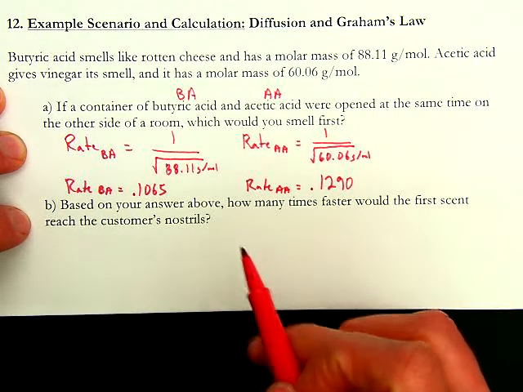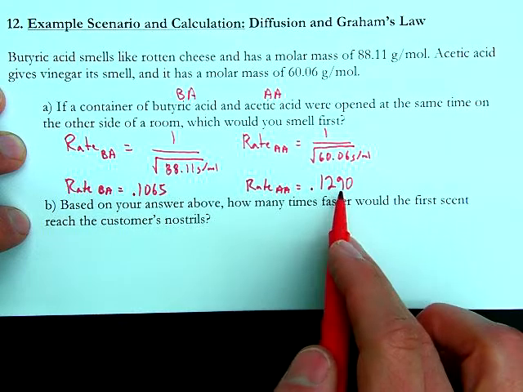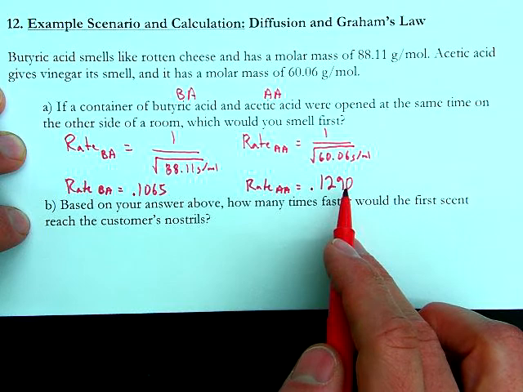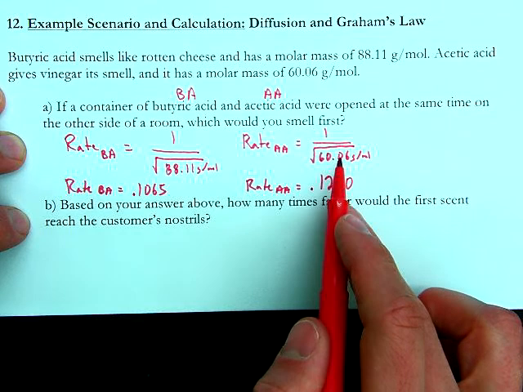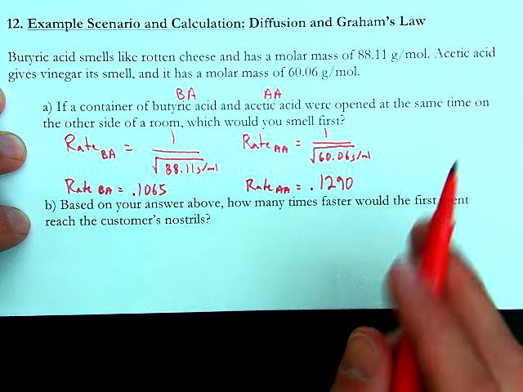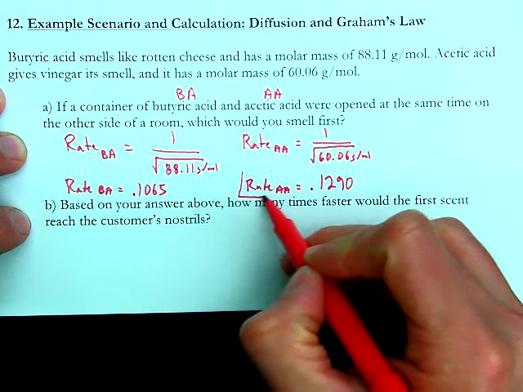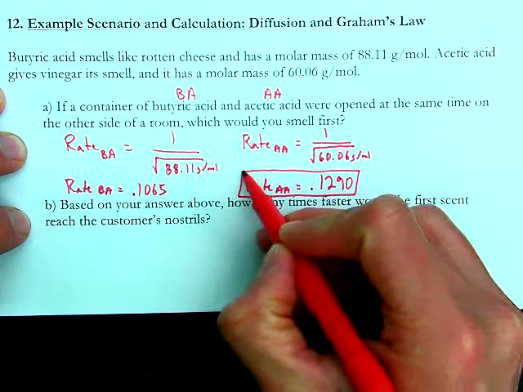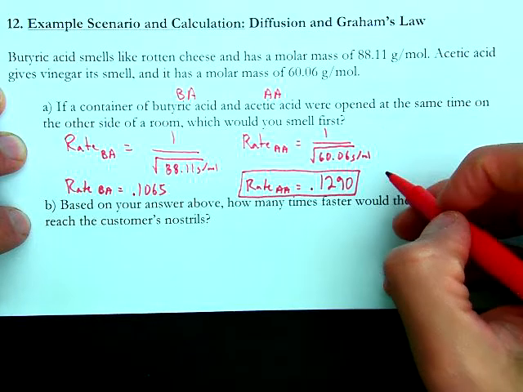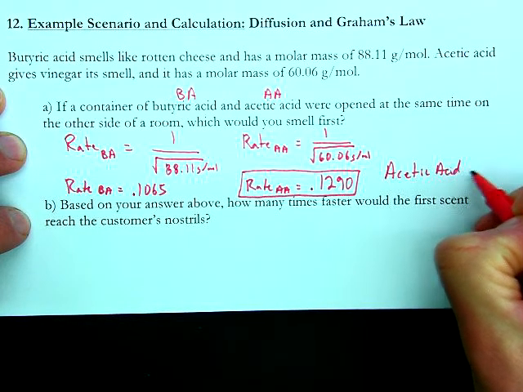So if we look at the rates, this is a smaller number than this. So that means that acetic acid has a higher rate of effusion or diffusion. And that makes sense because it's the lighter molecule, right? The lighter molecule will be moving more quickly, so it will effuse or diffuse faster. So the one that we're going to smell first is the acetic acid. It's the lighter molecule. It will effuse or diffuse more quickly. Okay, so we would smell the acetic acid scent first.